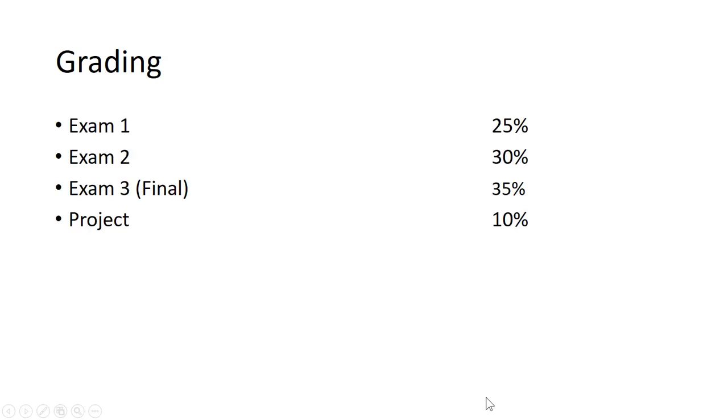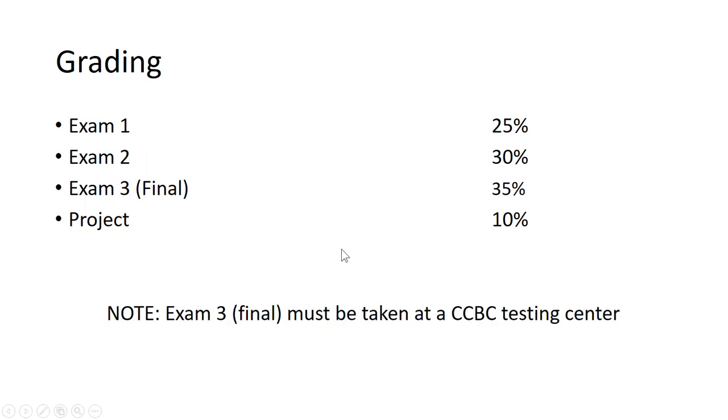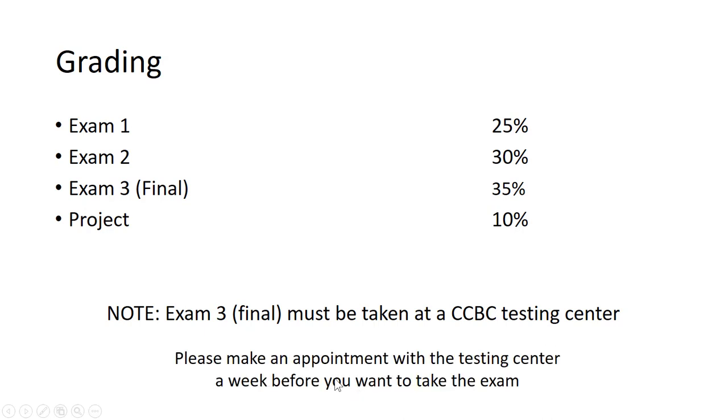Grading. Your grade is based on 4 criteria. Exam 1 is worth 25% of your grade. Exam 2 is worth 30% of your grade. Exam 3 is worth 35% of your grade. And the project is worth 10% of your grade. Almost all of this course can be taken online except for the final exam. The final exam has to be taken at a CCBC testing center, so please remember to make an appointment 1 week or maybe even 2 weeks before you want to take the exam at the testing center.